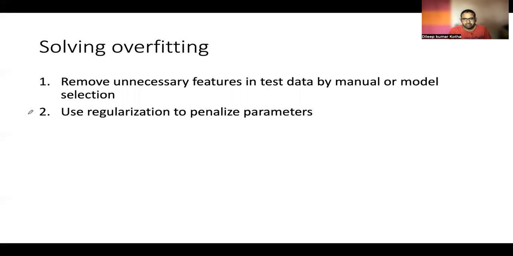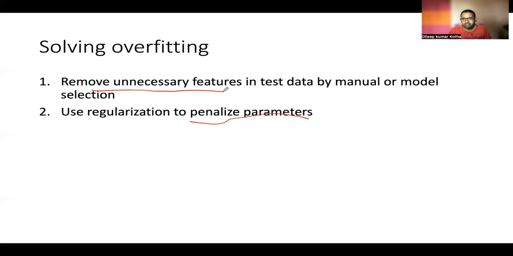And let's see how we solve the overfitting problem. There are two ways to solve the overfitting problem. The one I said in the last slide, penalizing the parameters, and the other way is to remove unnecessary features.